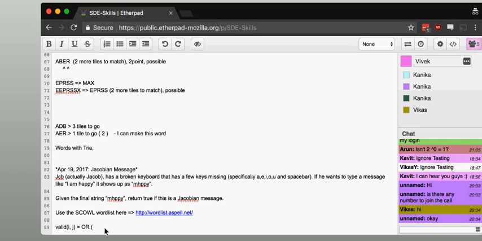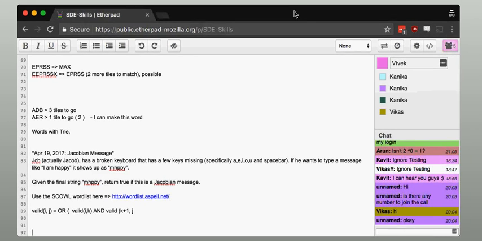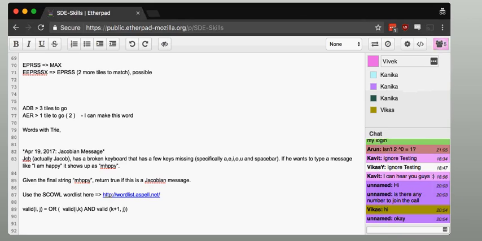Are you typing? I can't see you. Where are you typing? Okay, sorry, I didn't type. Valid i to k, plus valid k plus 1 to j, and do a logical OR, varying k from i to j minus 1. This will be my recursive condition, and then the base condition, and then recurse on this.